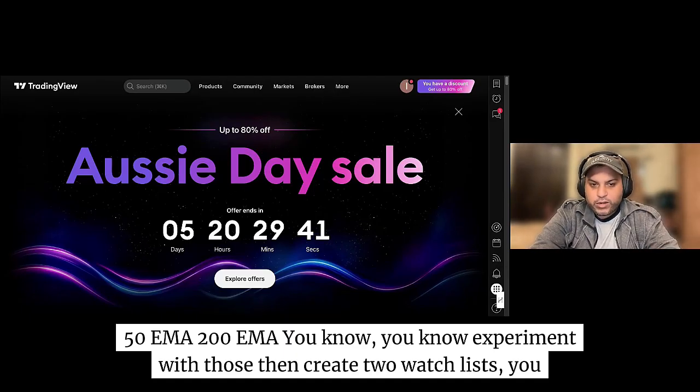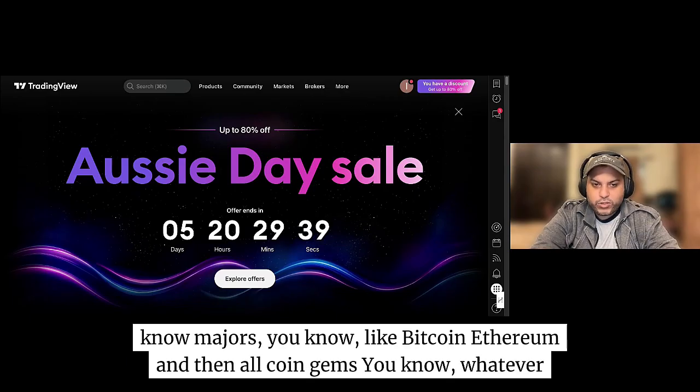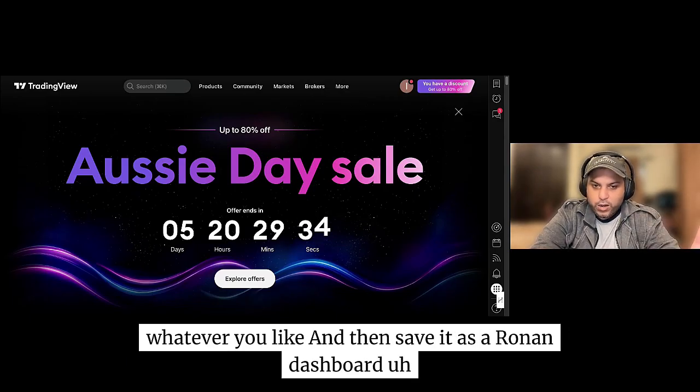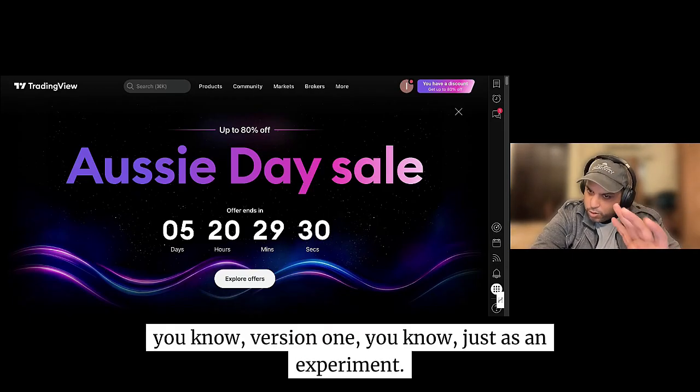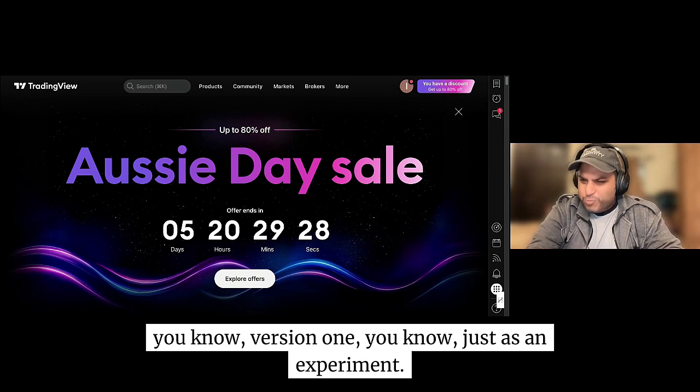Experiment with those. Then create two watch lists. Majors, like Bitcoin and Ethereum, and then altcoin gems. Whatever you like. And then save it as a Ronin dashboard version one, just as an experiment.